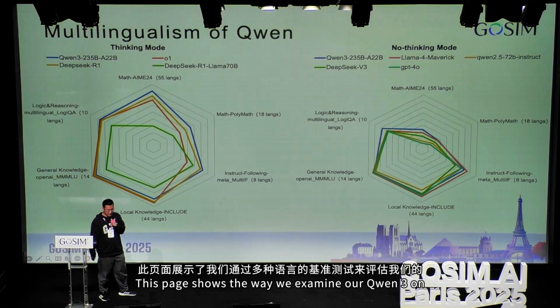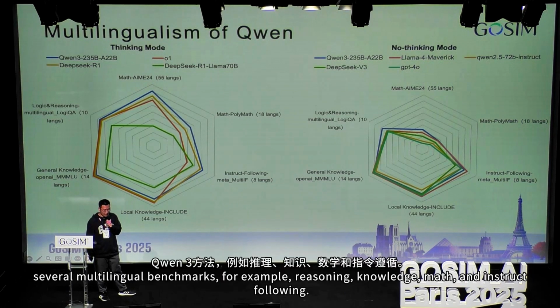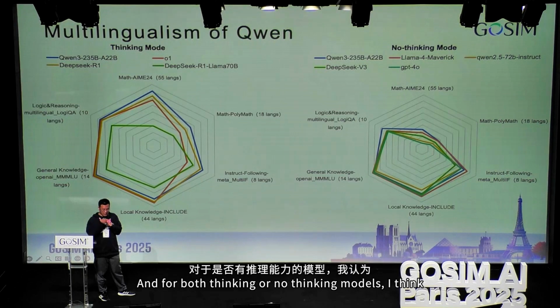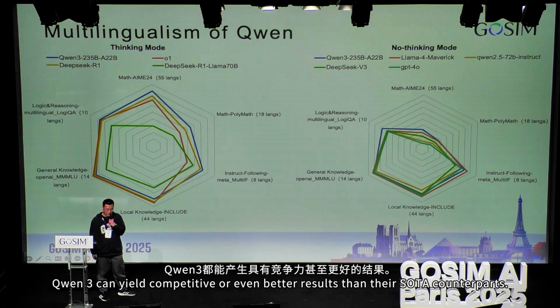This page shows that we examine our Qwen 3 on several multilingual benchmarks, for example, reasoning, knowledge, math, and instruction following, and for both thinking and non-thinking models, I think Qwen 3 can yield competitive or even better results than their SOTA counterparts.